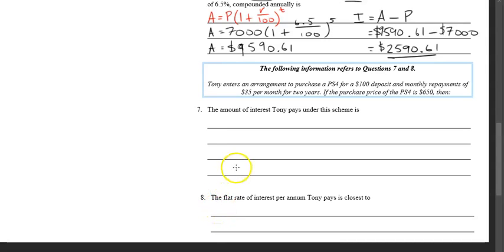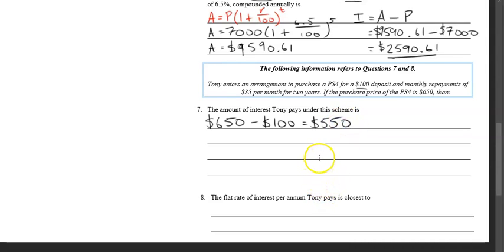In order to do this, to get how much interest Tony is paying, we first need to determine what he is paying this for, because you've got to remember that he's put in a $100 deposit. So if the total price of the PlayStation 4 is $650 and we take away how much the deposit is, $100, this will come up as $550.